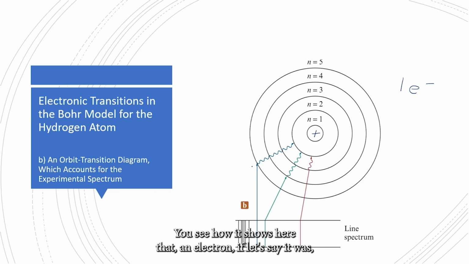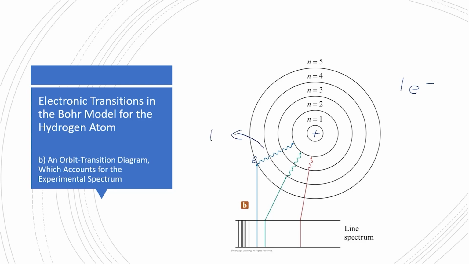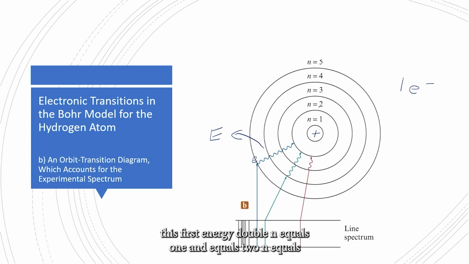Do you see how it shows here that if the electron were way out here, say right here, and it were to fall down, see the zigzag line, all the way down here, that fall from here to here would have to release energy, because the only way you're going to drop energy levels, and let me remind you again, this first energy level, n equals 1, n equals 2, n equals 3, n equals 4, n equals 5, the farther you go from the nucleus, the more energy your energy level has. N means your energy level, or main energy level.